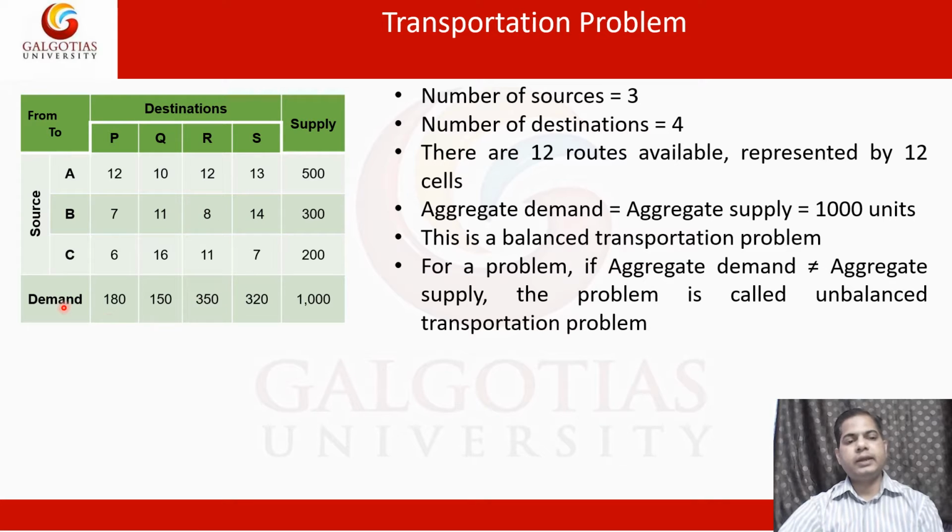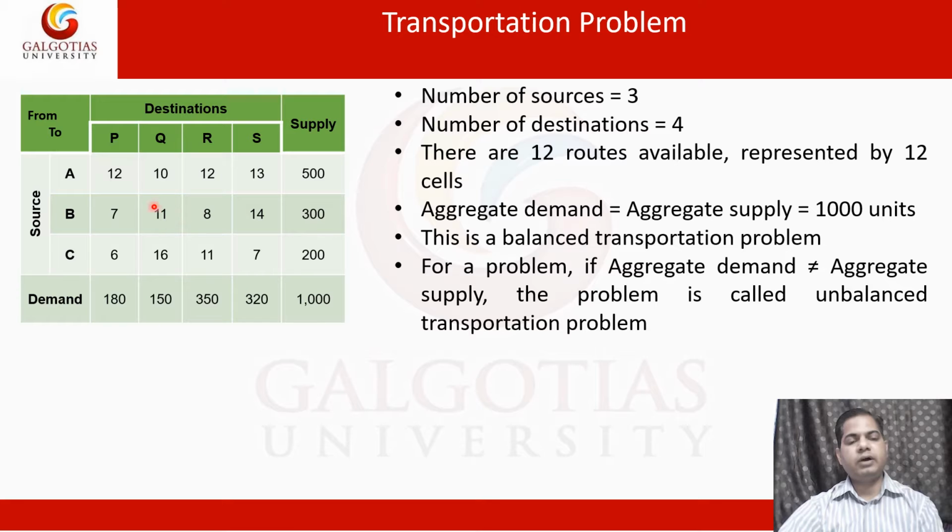Now the aggregate demand of all the destinations is 1000 units, and the total supply of all the sources is 1000 units. So it is basically a balanced problem. If it is not balanced, that is, if the supply and the demand are not the same, then it is known as an unbalanced transportation problem.